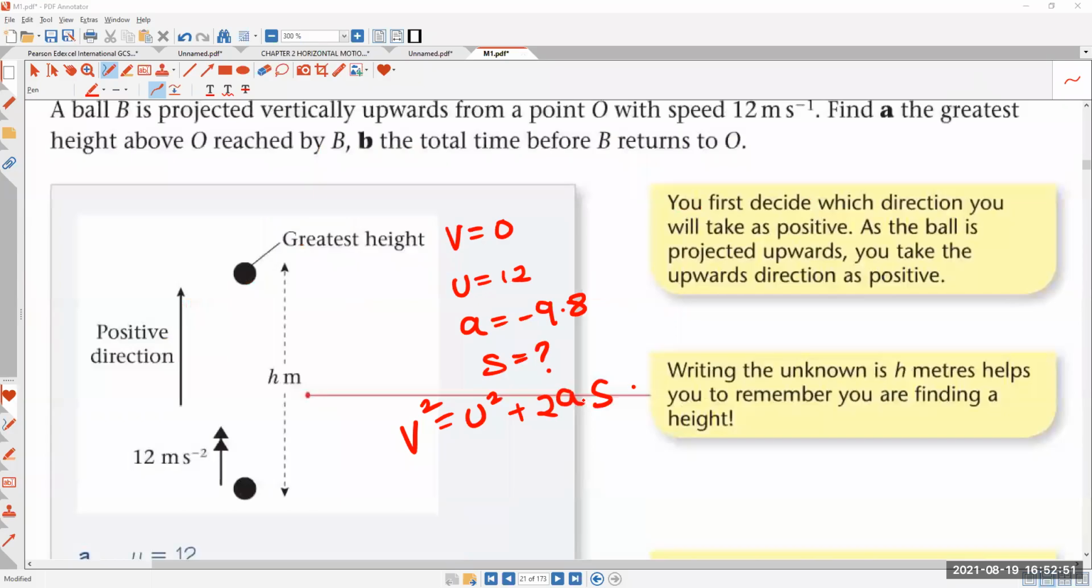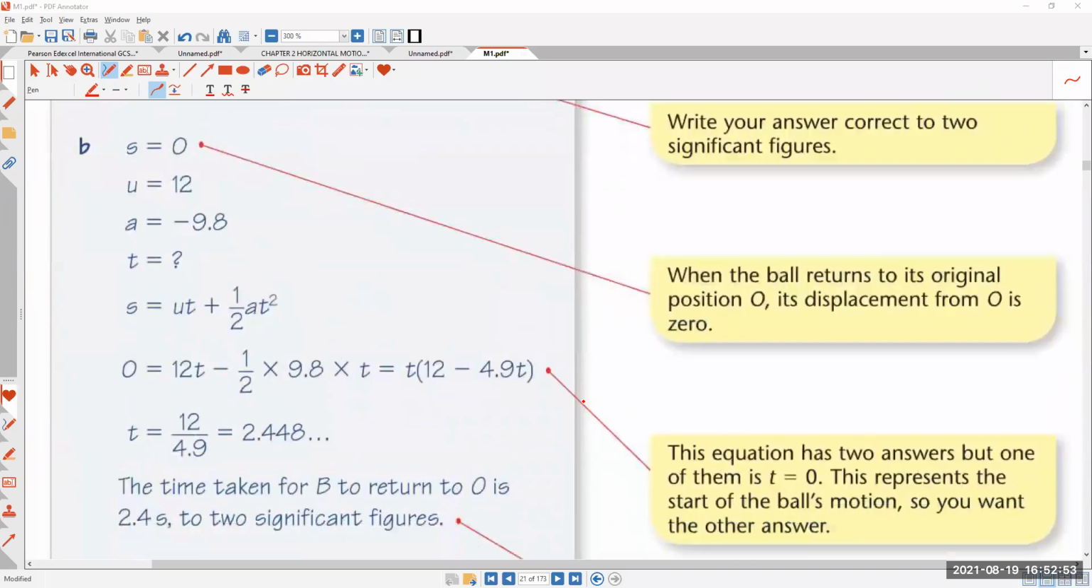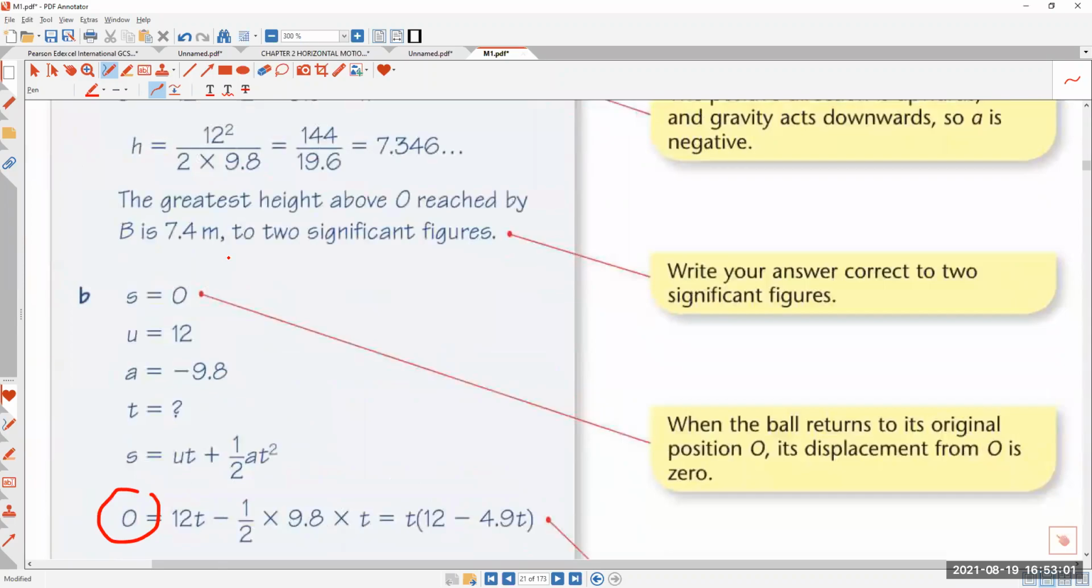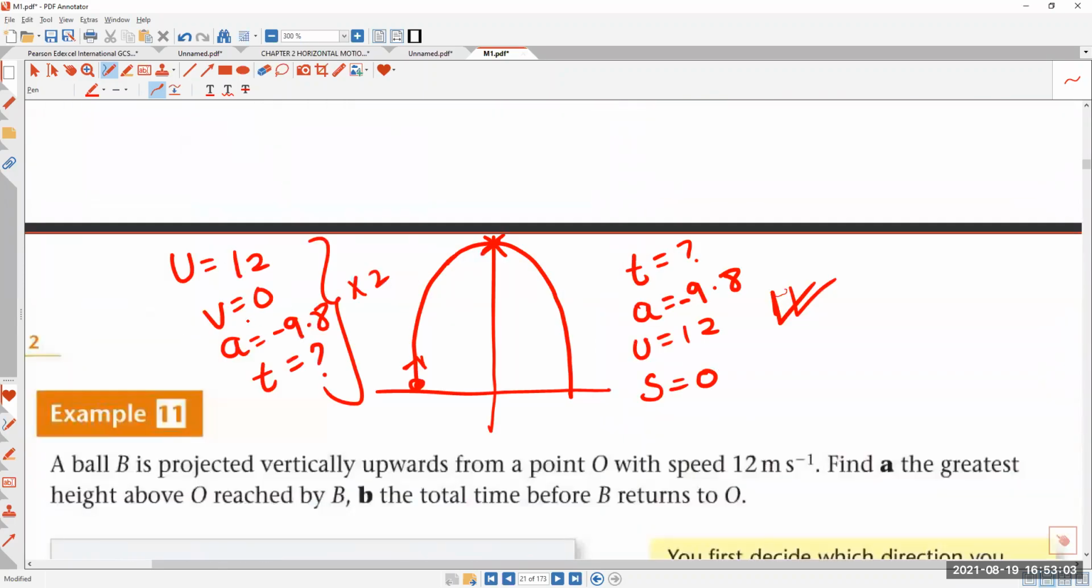I'll pause the recording. Let me know whether the answer is matching with yours or not. They did s equals ut plus half at squared, with s equal to 0. I showed you two methods here. One is using v equals u plus at for half the journey. The other is using s equals ut plus half at squared for the full journey, where s is 0.